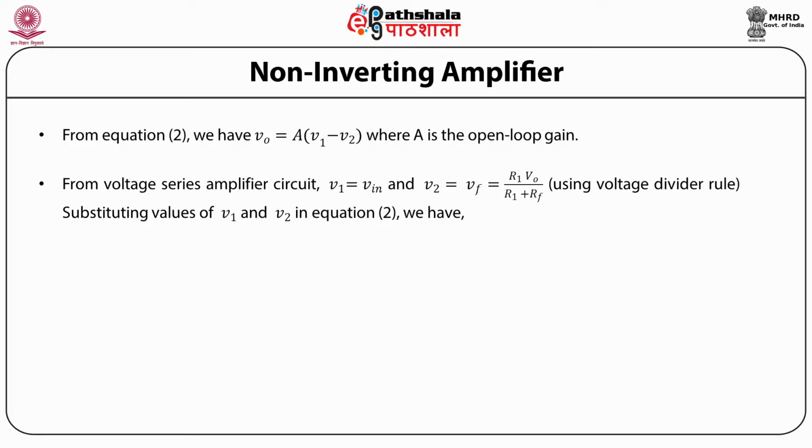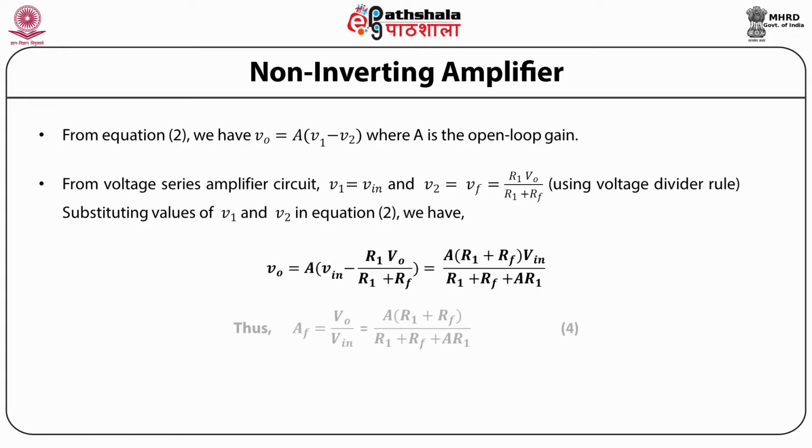Substituting values of V1 and V2 in equation 2, we have V0 is equal to A times (Vin minus R1 V0 by (R1 plus Rf)), which gives A times (R1 plus Rf) into Vin divided by (R1 plus Rf plus AR1). Thus, closed loop voltage gain AF is equal to V0 by Vin, which is equal to A times (R1 plus Rf) divided by (R1 plus Rf plus AR1). This is the expression for closed loop voltage gain.